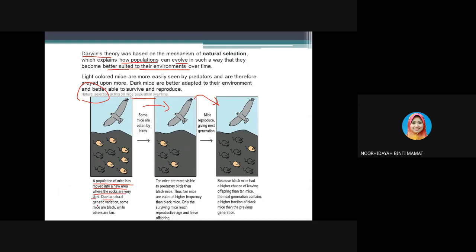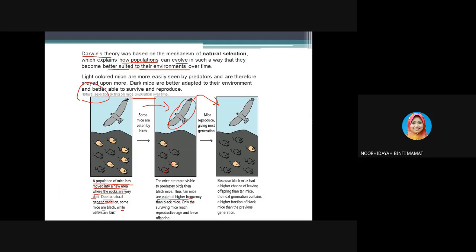So due to natural genetic variation, some mice are black while the others are tan. The tan mice are more visible to predators, in here the bird. So the tan mice are eaten at a higher frequency than the black mice. Then only the surviving mice reach reproductive age and leave offspring. So only the surviving mice can produce new generations.